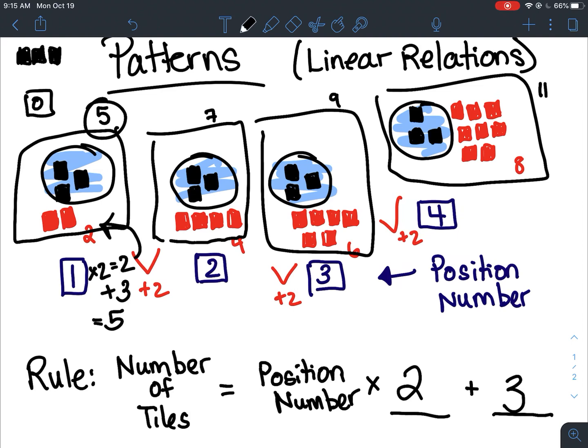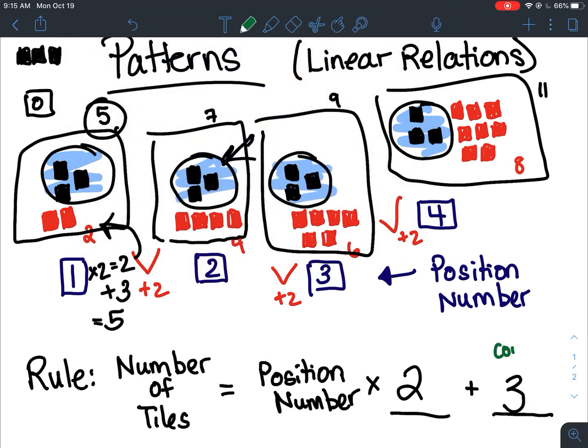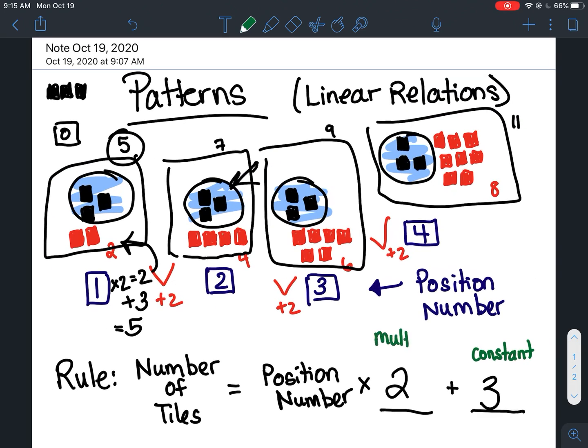So that's how the patterns work. You have to see what the red tiles are increasing by and what the constants are. Now it's way harder to do when you don't have them color-coded, but so far, I've just been color coding them for you so it's easy to see the constant. So I'm just going to write that. We call this guy the constant because it always stays the same. And we call this guy the multiplier.